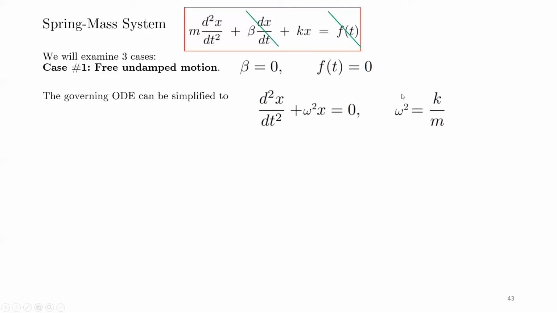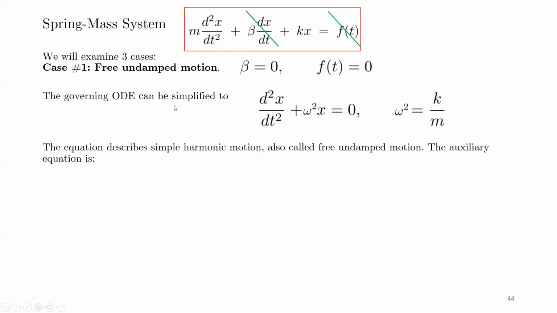Or at least we know that omega squared has to be positive. Okay, so this is our ODE, our second order ODE here. The equation describes something that you may have heard of, which is called simple harmonic motion. And so here we're just calling it free undamped motion, but it's the same thing as simple harmonic motion.